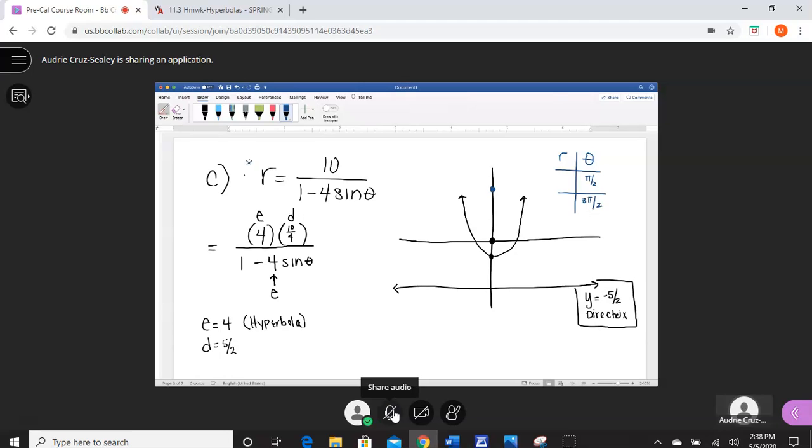Now that we know where these angles are, I need you to substitute these angles into the original problem. You could do it here, but there's so much to type in. So I would do it at the original problem to tell me what r is at these angles. I get 10/3 and 2.